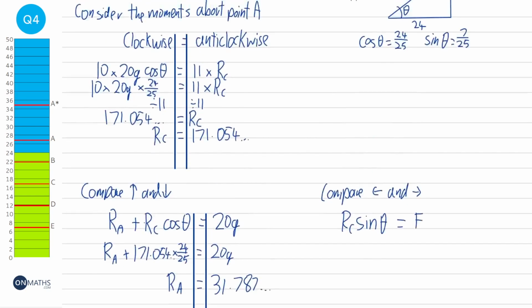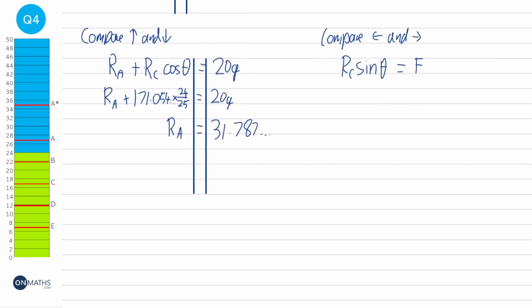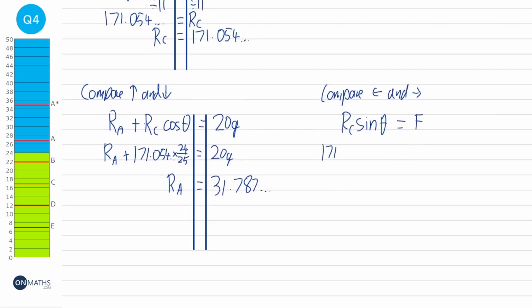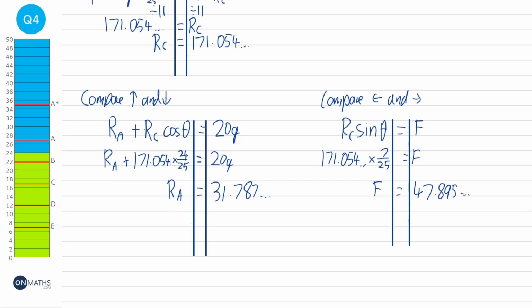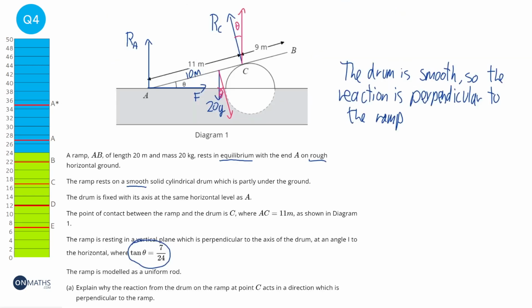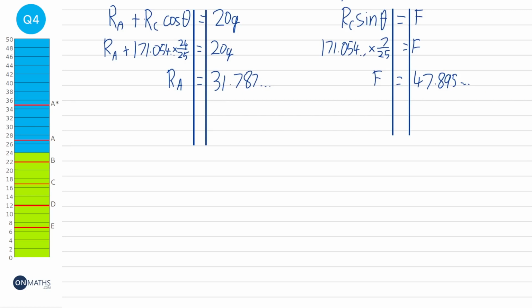So we know that sine theta is 7/25, and we know what RC is, so it'd be 171.054 blah blah blah times the 7/25 equals F. We should put our lines in, and then therefore F will equal 47.895 blah blah blah. And so we've said at the start that we needed to find RA and F, and when we find both of those, then we can just use Pythagoras. So we've got both of those, so now we can just simply use Pythagoras.